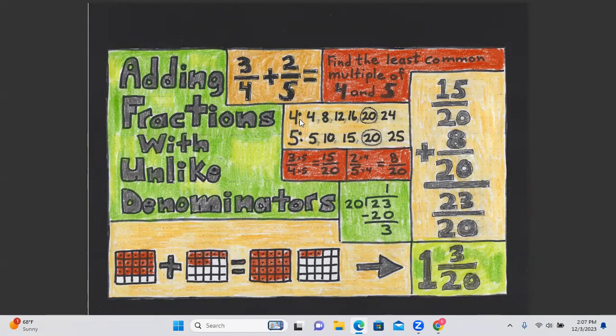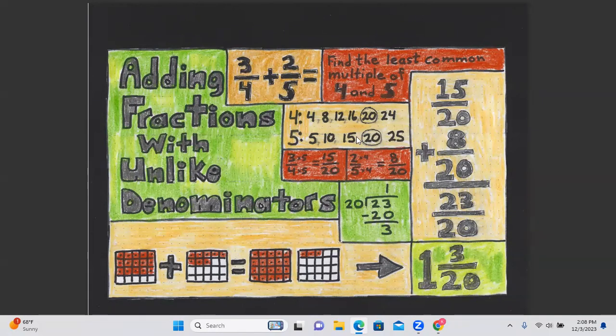So in the first case, we'll count by 4s: 4, 8, 12, 16, 20, and 24. And in the second case, we'll count by 5s: 5, 10, 15, 20, 25. And we didn't have to go to 24 or 25 because we noticed that 20 is our first stop. It is our least common multiple, which will serve as our common denominator, our least common denominator.